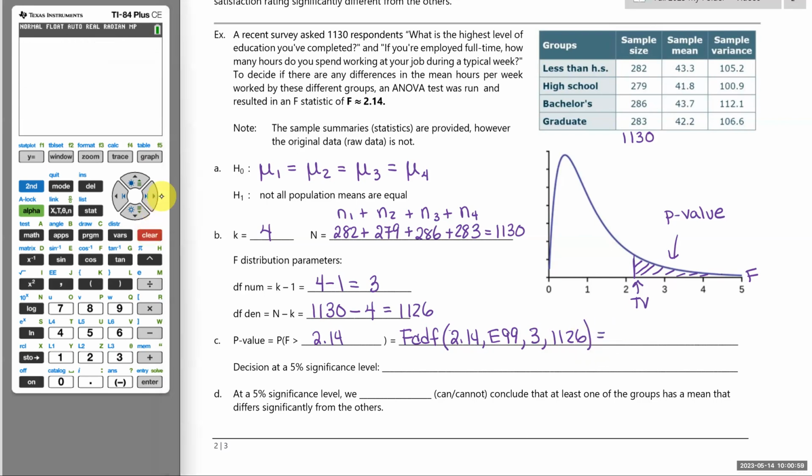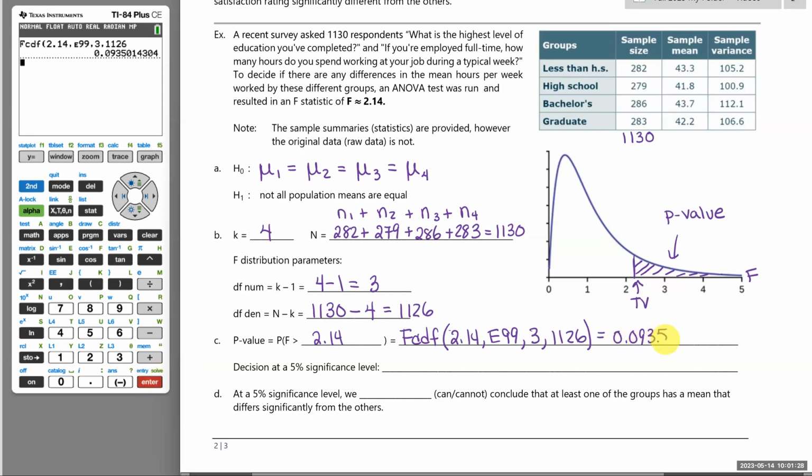All right, so we go to our distributions. And I'm just going to scroll down again. FCDF, 2.14, 1E99, 3, 1,126. Okay, and that's looking like 0.0935, or as a percent, 9.35%.